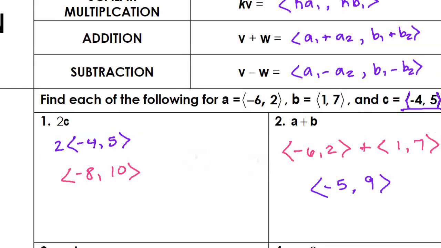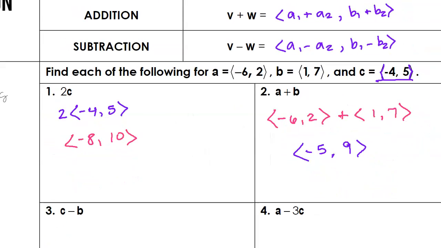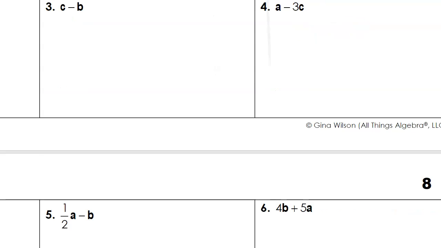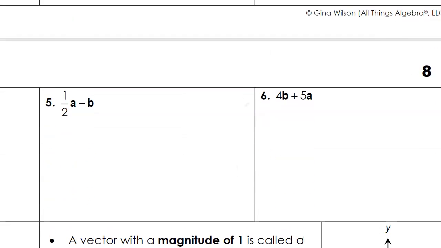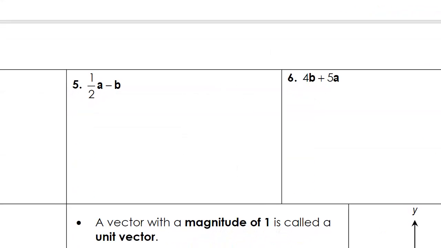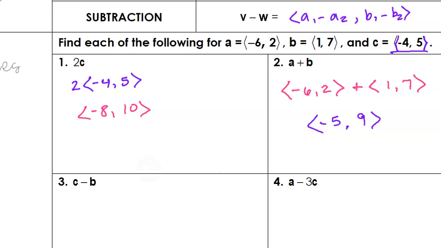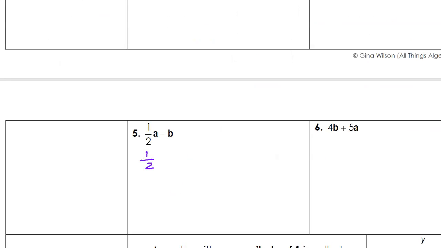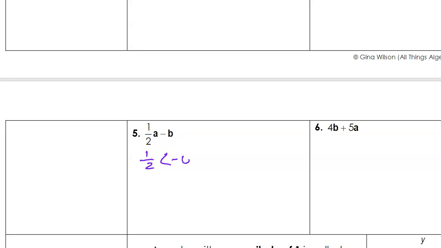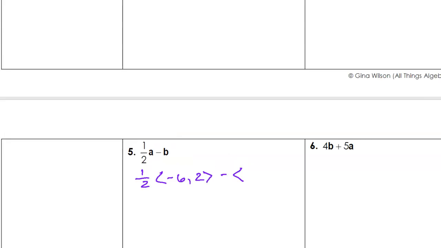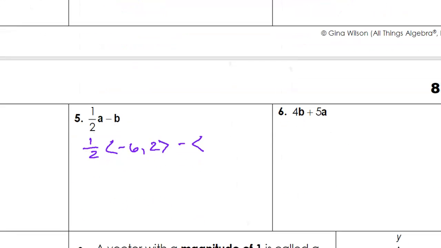Any questions on those two? So now just maybe a harder one. I mean, it's really not too bad. But first thing I'm going to do is replace the vectors with their component forms. So A is negative 6, 2, minus B, which was 1, 7.